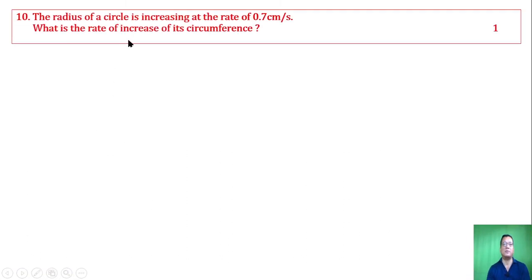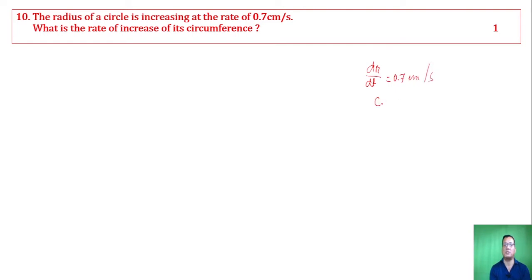The radius of a circle is increasing at the rate of 0.7 cm per second. What is the rate of increase of its circumference?